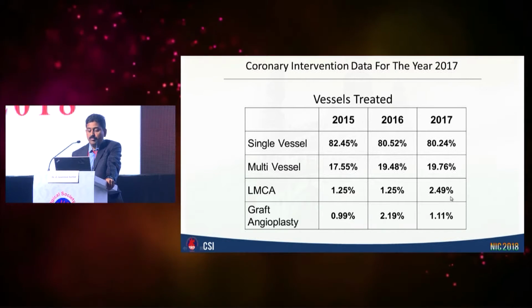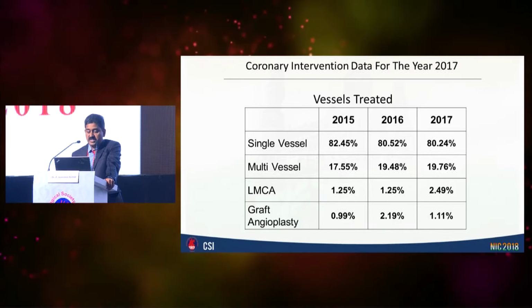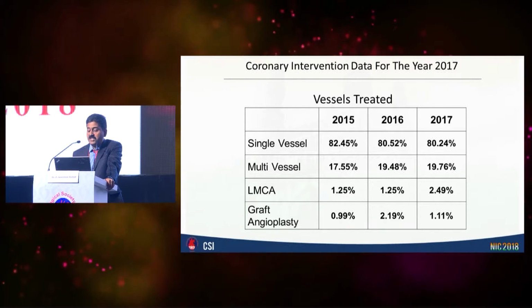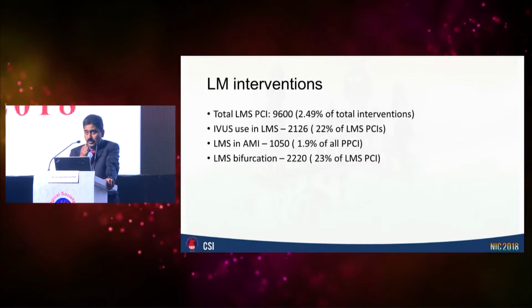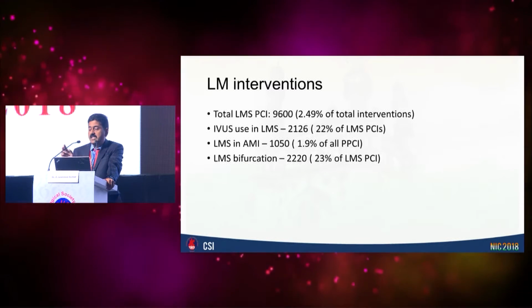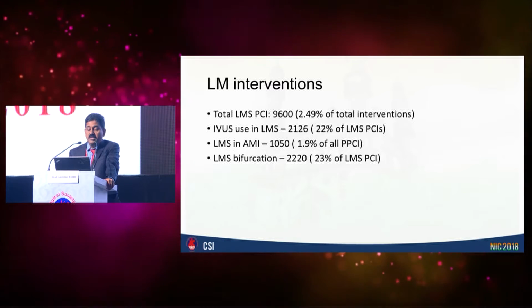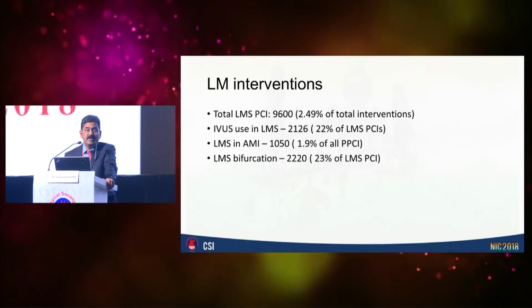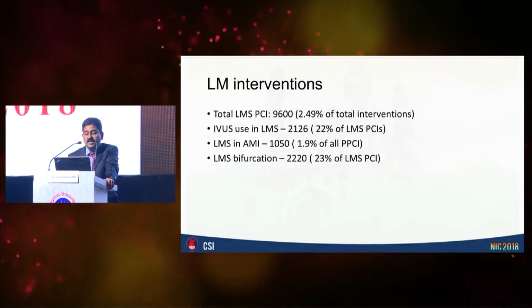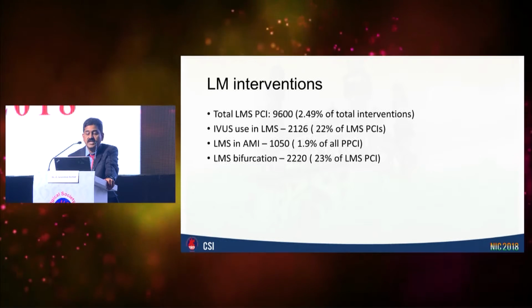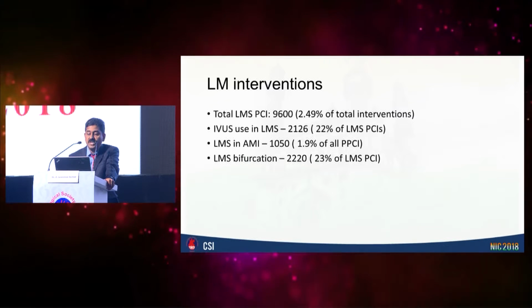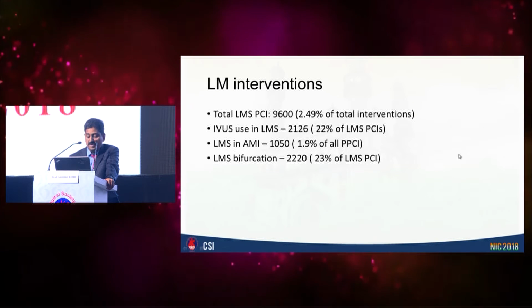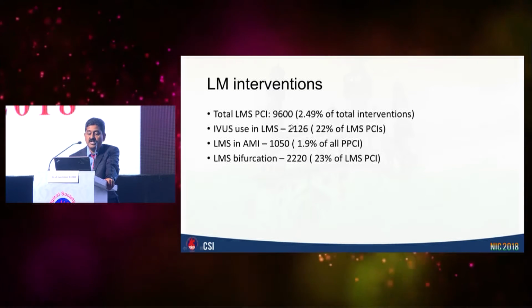I will tell you briefly some more details of this which I collected. Graft angioplasties did not increase much. Coming to left main interventions, there could be some fallacies in this because it is partly statistical jugglery which we did following some BCI style, and the total number of left main PCIs done in the country is 9,600. Though it is only 2.5% of total interventions, the number of patients is huge. That's why it's very important to understand.